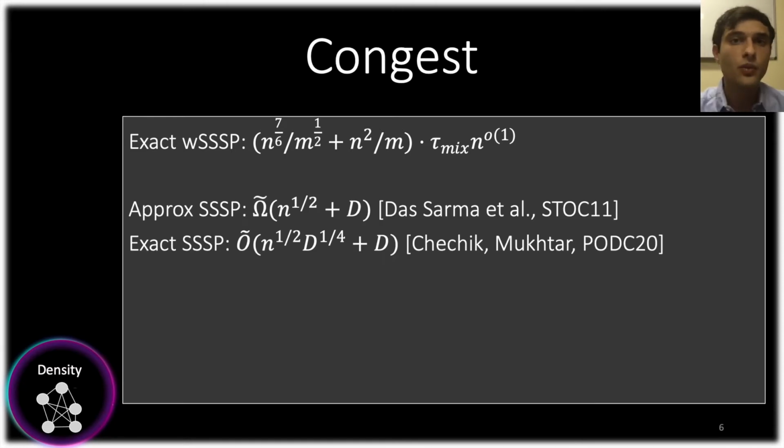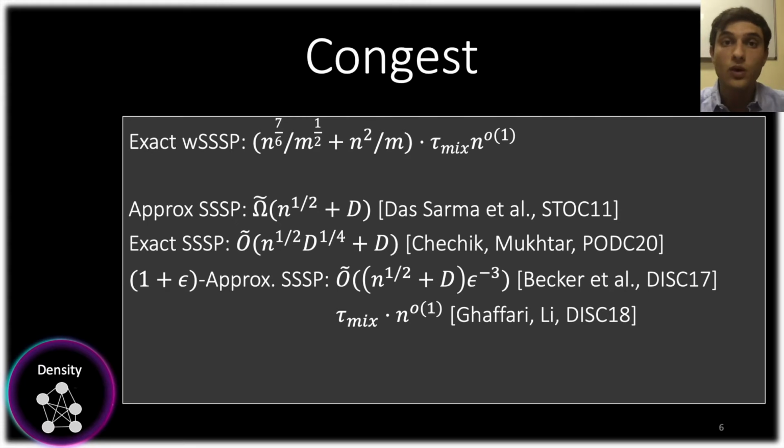This should be compared with all existing solutions for approximating or exact single source shortest path, which take at least square root of n number of rounds. Recently, a 1 plus epsilon approximation was shown for single source shortest paths in roughly mixing time rounds. This is faster than our result, however, it's an approximate result and not exact.